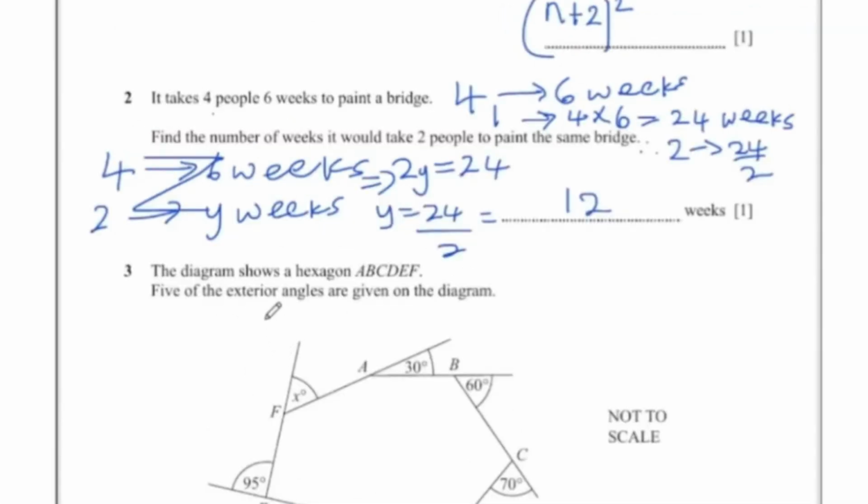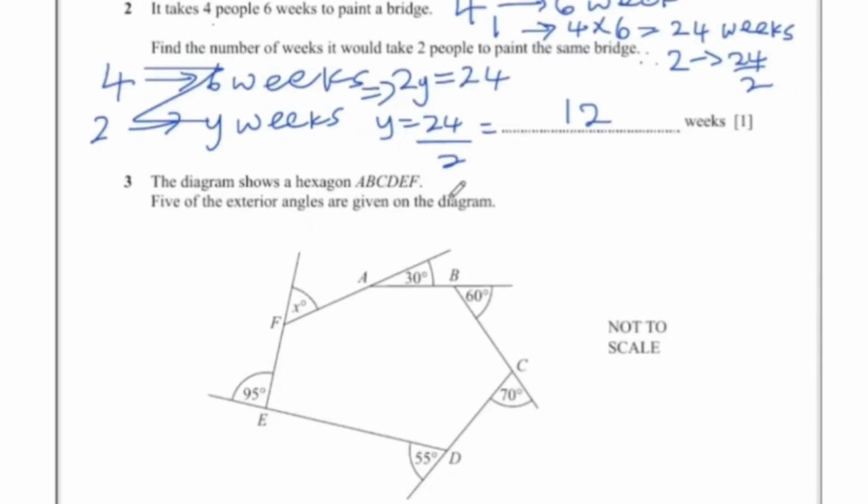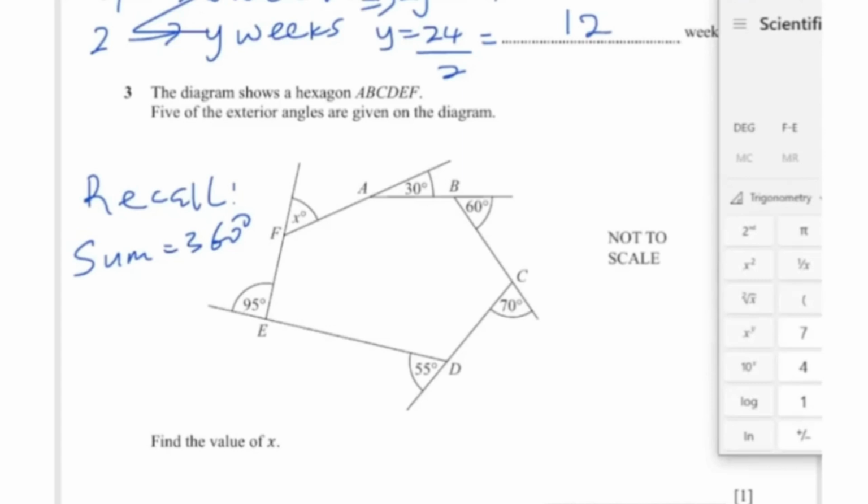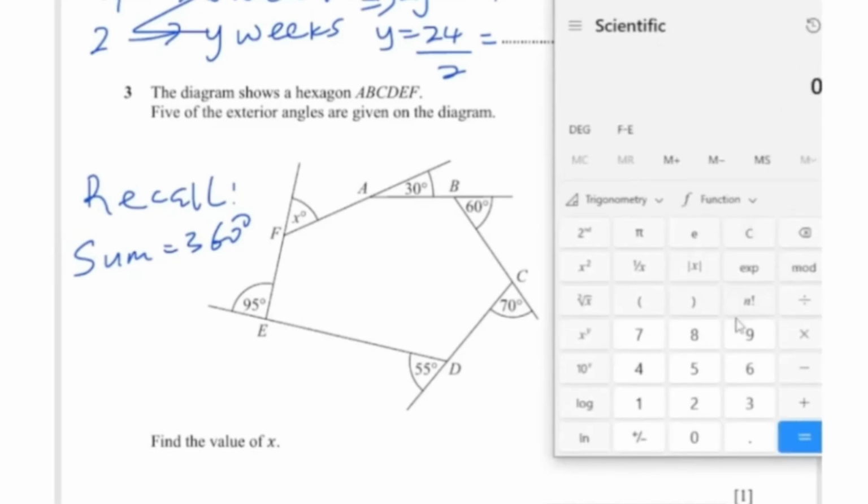Question 3. The diagram shows a hexagon, A, B, C, D, E, F. 5 of the exterior angles are given on the diagram. We are asked to calculate x. Now we recall that the sum of exterior angles of any polygon is 360 degrees. So if we total all of these exterior angles, we should get 360 degrees. So all we need to do is add them up, then subtract from 360. That will give us an answer.